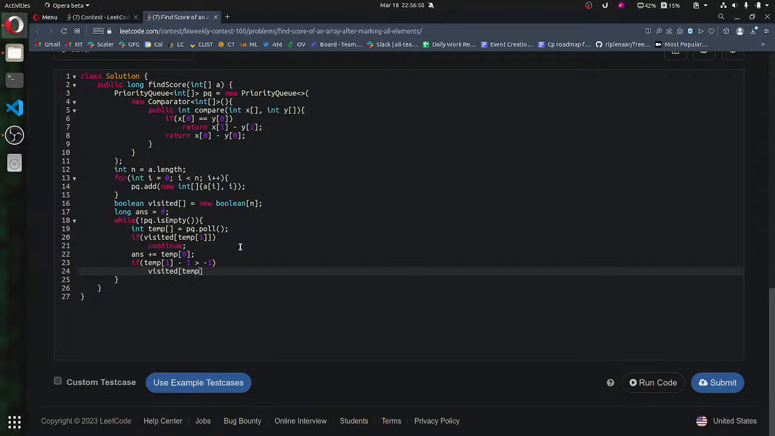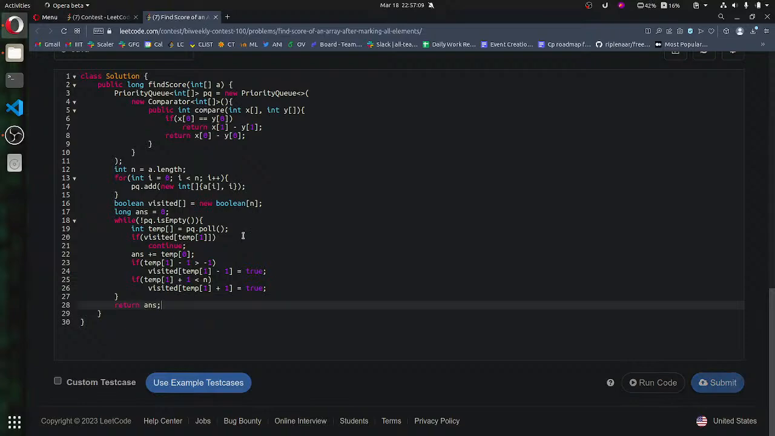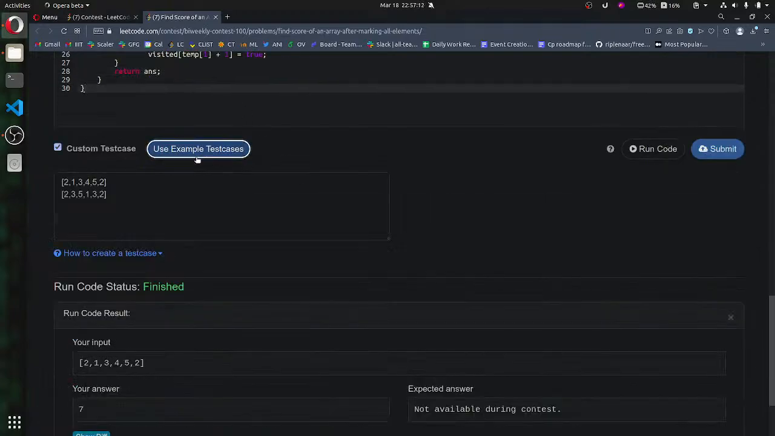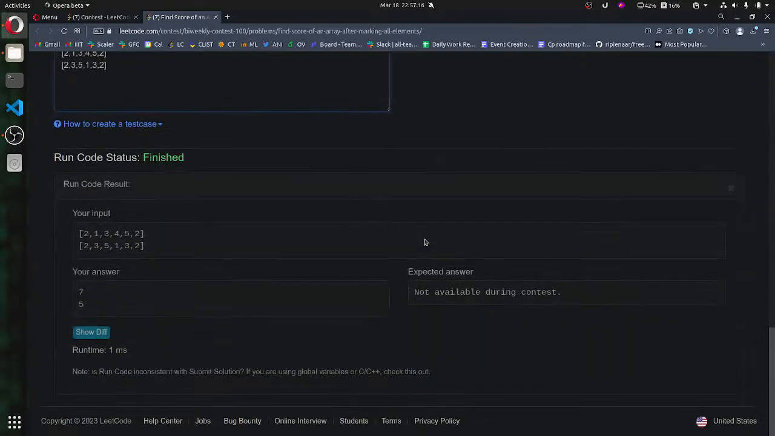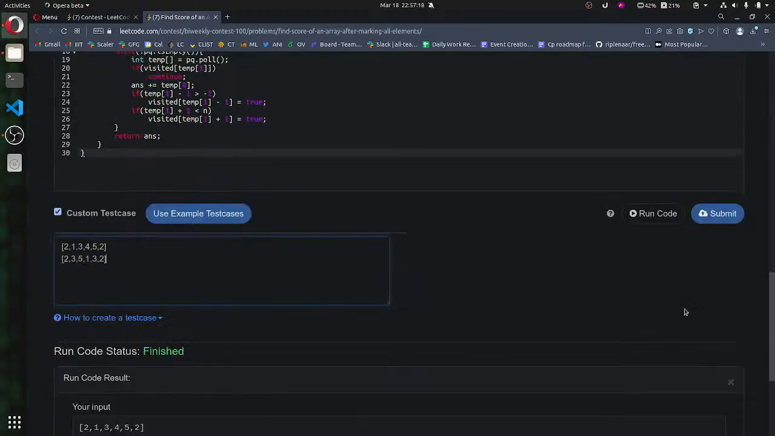Visited of temp 1 minus 1 is true, and temp 1 plus 1 is less than n. Visited of temp 1 plus 1 is true, and we are running ans. So we have got 7 for this case and 5 for this case.